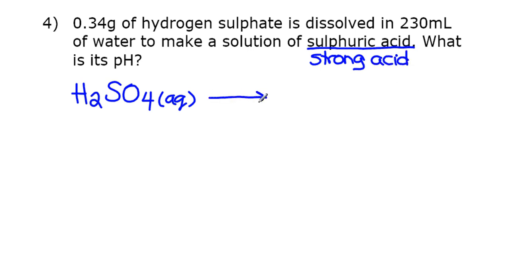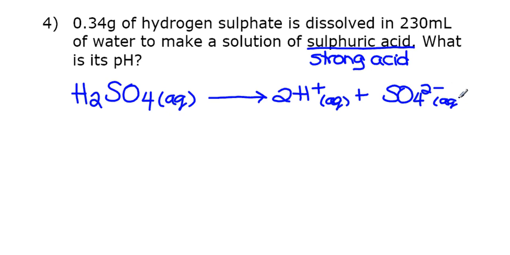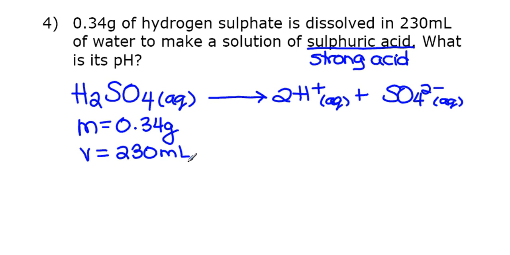So in water, when it dissolves in that 230 milliliters of water, we're going to get hydrogen ions and sulfate ions. But remember, there are 2 hydrogens. So when I write out my equation here, I've got 2 hydrogen ions, and then I've got 1 sulfate ion. What I'm starting off with is a mass of 0.34 grams, and a volume of 230 milliliters of water, and I want to find the pH.